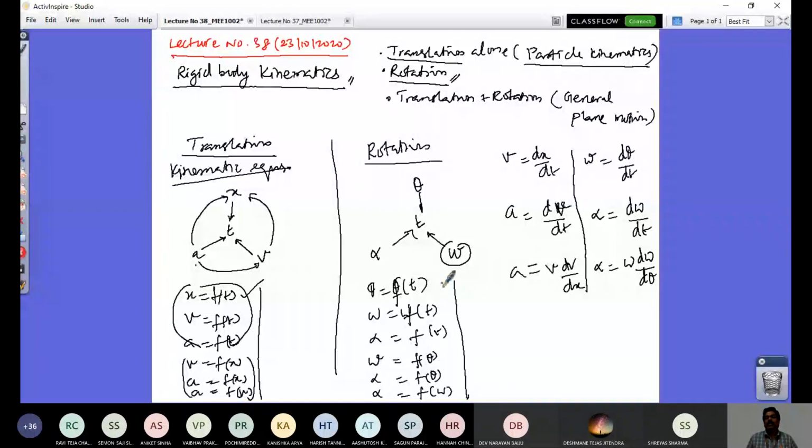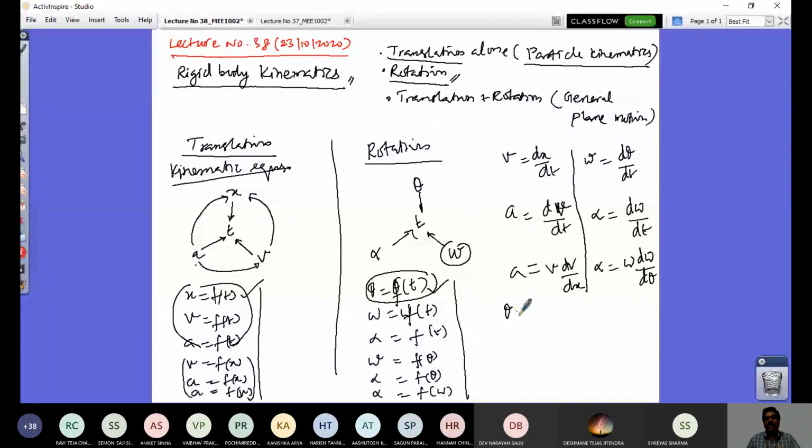Then omega is constant. When omega is constant, out of 6 equations, I require only one equation, that is omega as a function of theta as a function of time only. So this is only one equation sufficient. Like you have uniform motion here, it is uniform circular motion or uniform rotation, you call that. So what is that equation? It's going to be theta equals theta naught plus omega t.